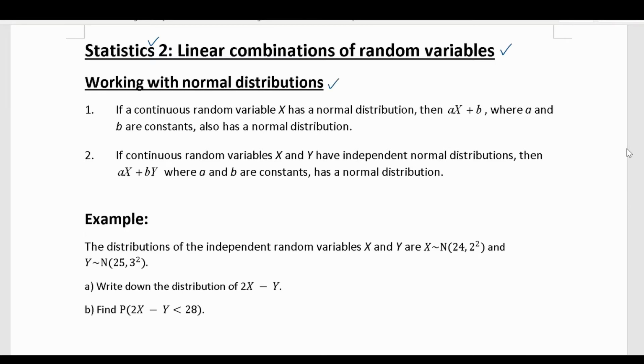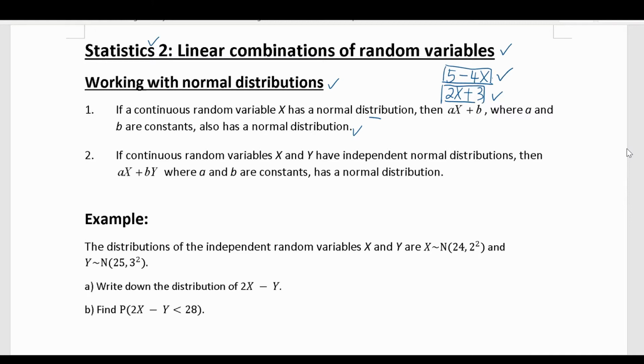If a continuous random variable X has a normal distribution, then aX plus b, where a and b are constants, also has a normal distribution. What does aX plus b mean? It can be 2X plus 3, or it can be 5 minus 4X. So this is going to be a normal distribution. This 2X plus 3 is also going to be a normal distribution.